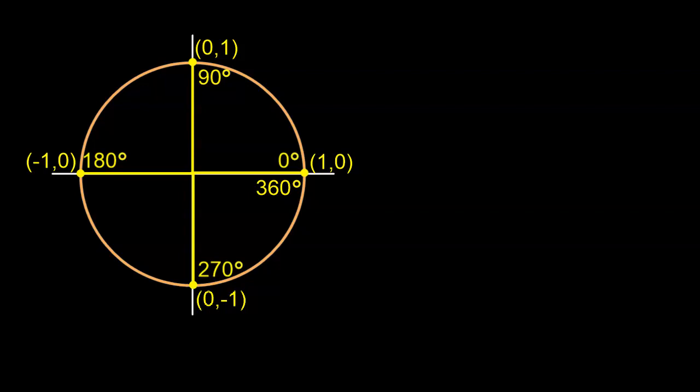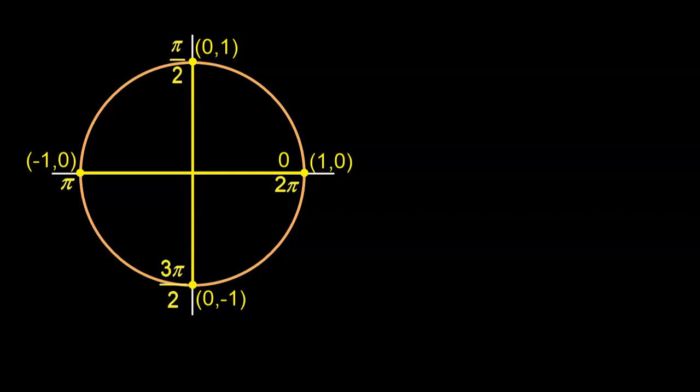These are called the quadrantal angles. And in radians, we've got 0, pi over 2, pi, 3 pi over 2, and 2 pi.